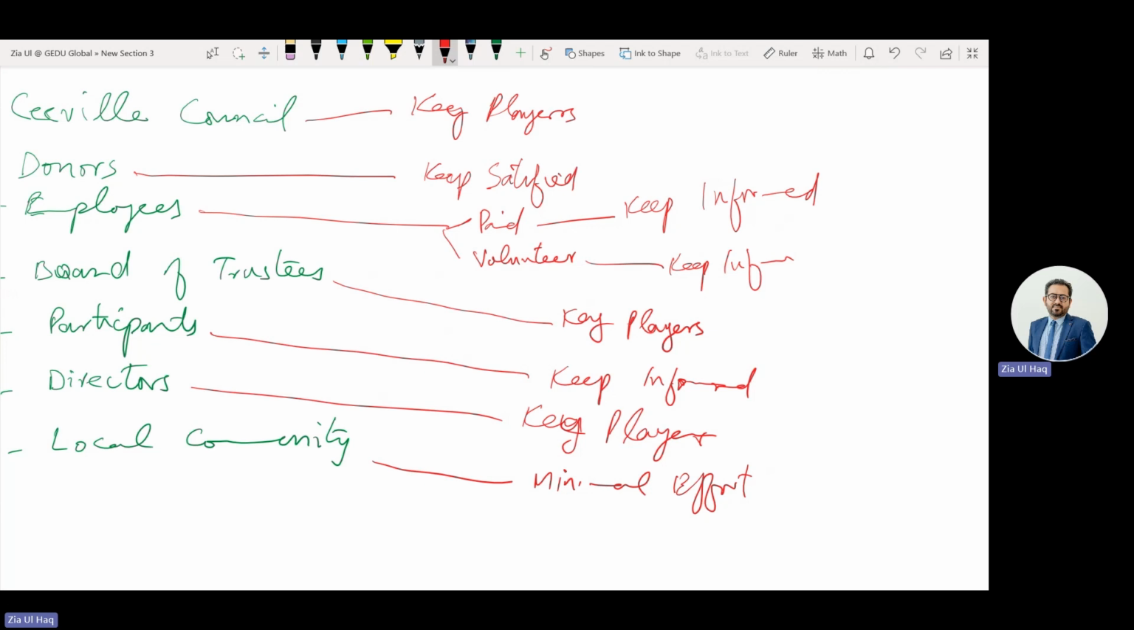In fact, your employees, your participants, you are getting from where? Local community. So they might be having some interest, some concern as well that you need to consider.